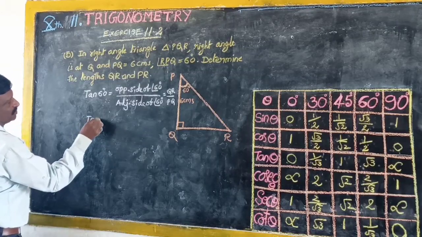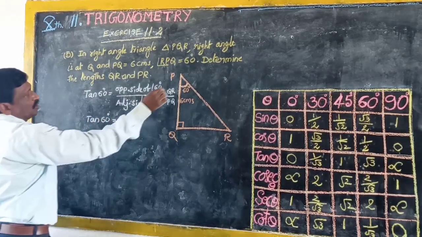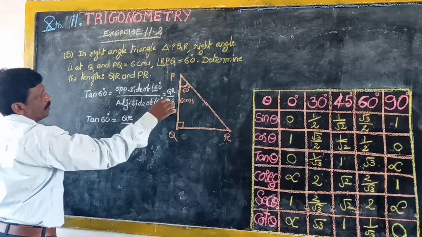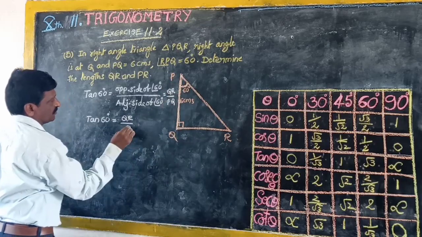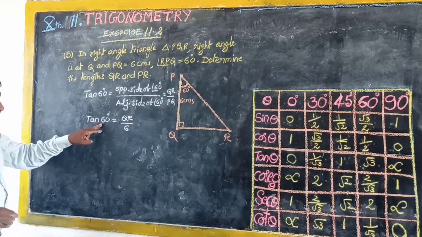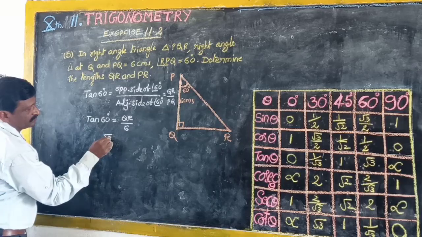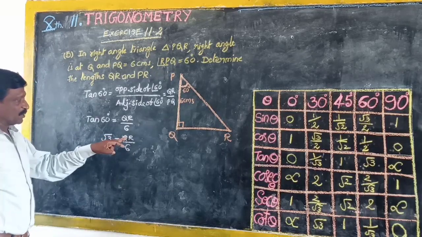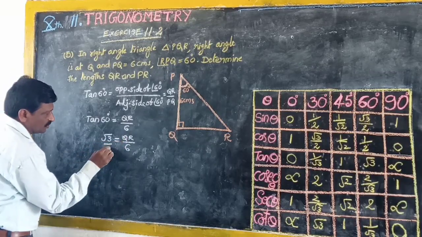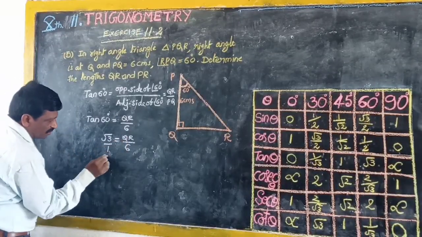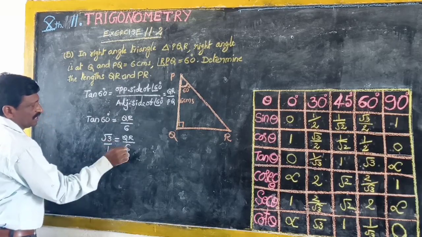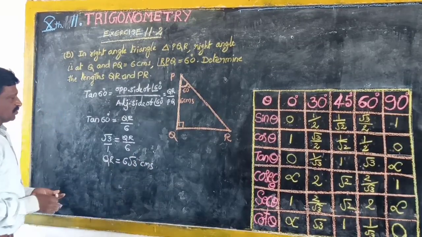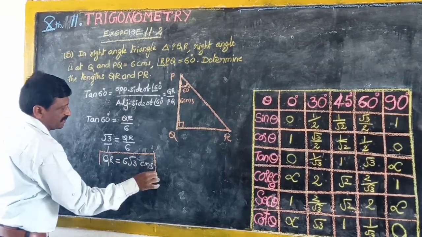Tan 60 degrees is equal to QR by PQ. PQ is equal to 6 centimeters. Tan 60 degrees, value root 3, is equal to QR by 6. Cross multiplication: QR into 1, so QR is equal to 6 into root 3. QR is equal to 6 root 3 centimeters.